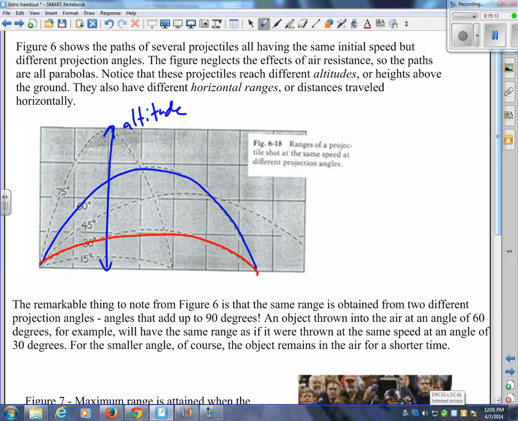Which one's in the air longer? The 60, the blue one, right? It takes longer, but how come it ends up at the same spot? How can that be? Which one has the greater horizontal component here? This one has the large horizontal component. This one has the smaller one. So if they're traveling different speeds, how can they end up at the same spot? This one's got the small time, and this one's got the bigger time. And they're complements of each other, right? Big T times little VH is equal to little t times big VH.